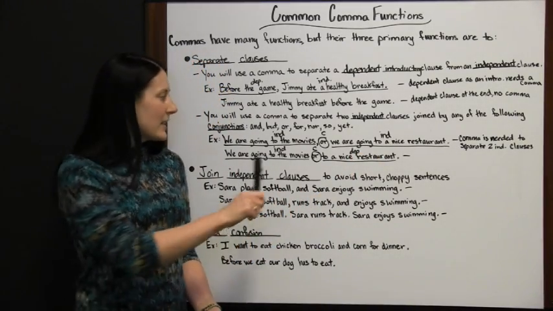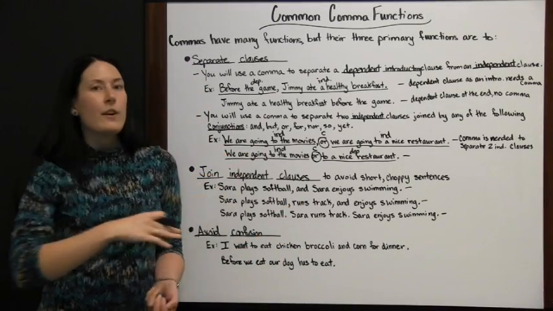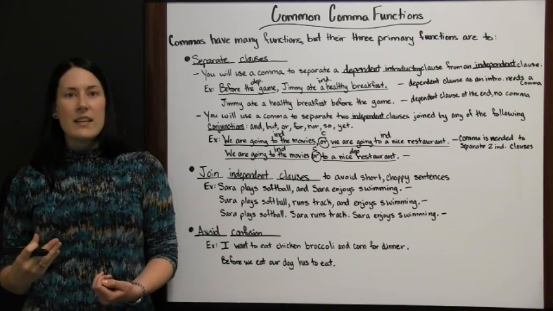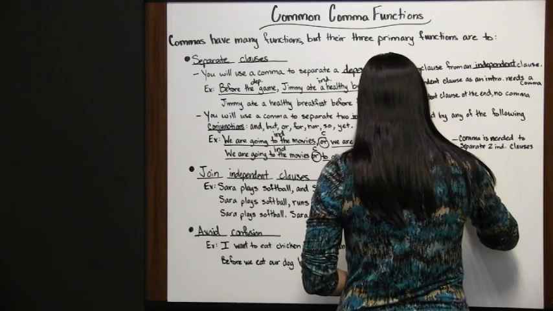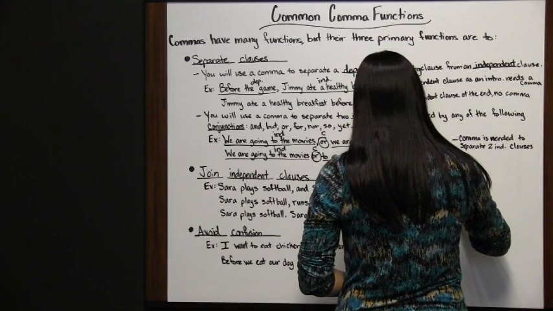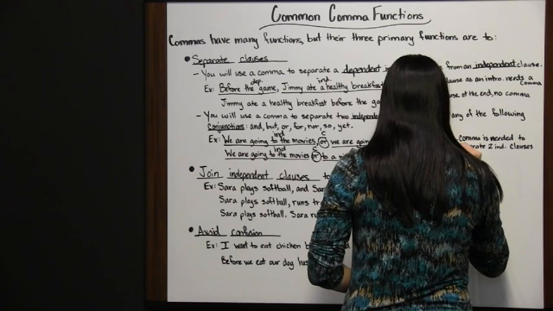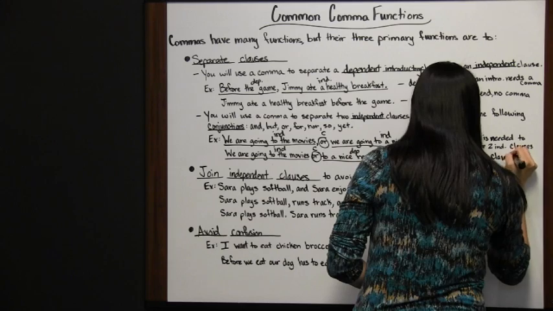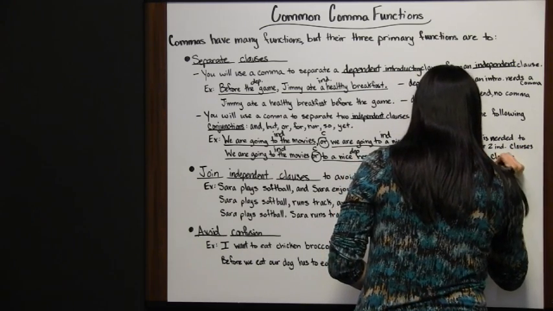It could stand as a sentence. To a nice restaurant is missing that. It's missing both your subject and your verb. It's not been made a complete sentence, so it's dependent on the rest of the sentence to make sense. So in this instance, we did not have two independent clauses. So no comma was needed.